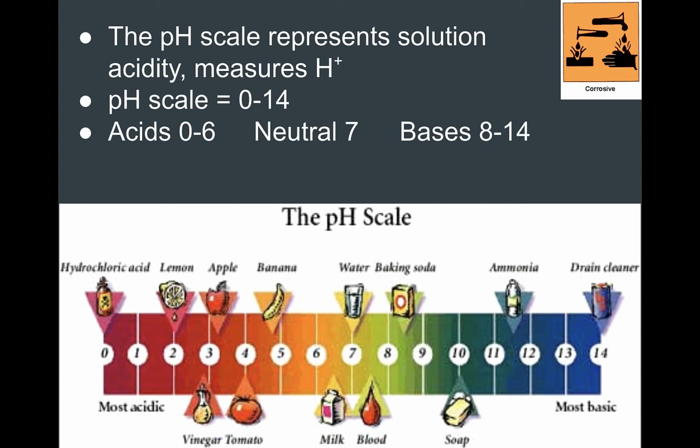Then on the basic side, it tends to be more things that we would think of as cleaners. Soap is a 10. If you've ever had your mouth washed out with soap, you know that bitter taste that's associated with a base. Ammonia has a real distinct odor and can be used in cleaning products. Sometimes Windex has ammonia in it, so that tends to be on the basic side. And then drain cleaner or sodium hydroxide, oven cleaners, those types of things fall at the very high end of the pH scale, where the most basic substances are.